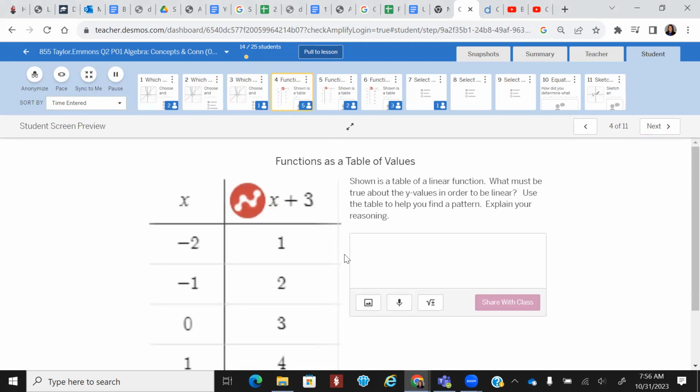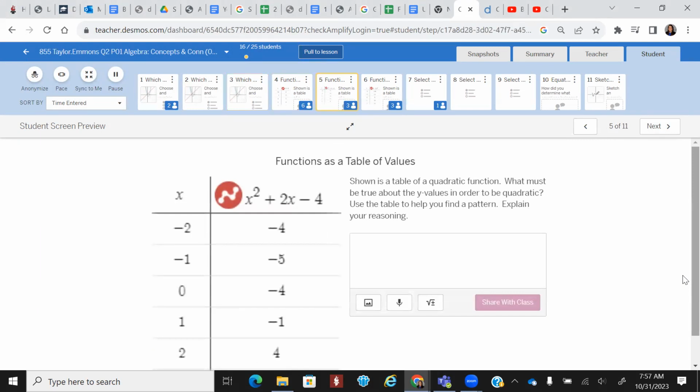What must be true about the y values in order to be linear? It has to be consistently going up, right? And in order for it to be linear, remember our y-intercept is this number that's chilling out here, right? So if our y-intercept is 3, guess what? It's plus 3 at the end.